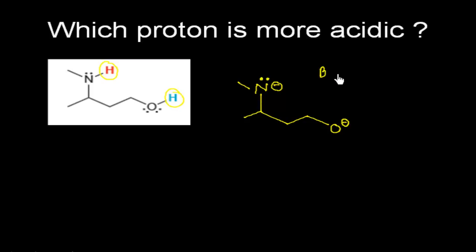So we have boron, carbon, nitrogen, oxygen, fluorine. They lie in the same period. So in the same period we have to look at the electronegativity. Oxygen is more electronegative than nitrogen. So this hydrogen is more acidic. This oxygen is more electronegative, so the corresponding conjugate base is more stable. So the hydrogen attached to oxygen is more acidic.